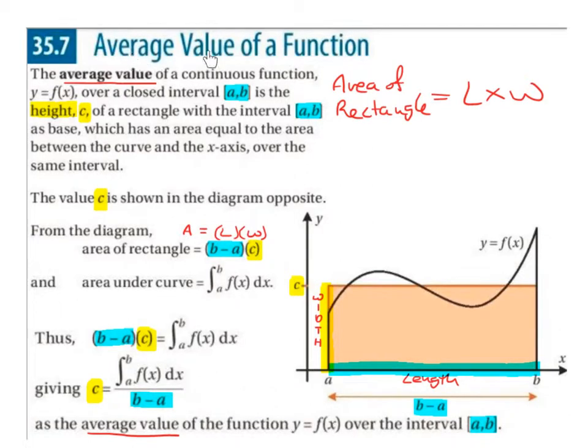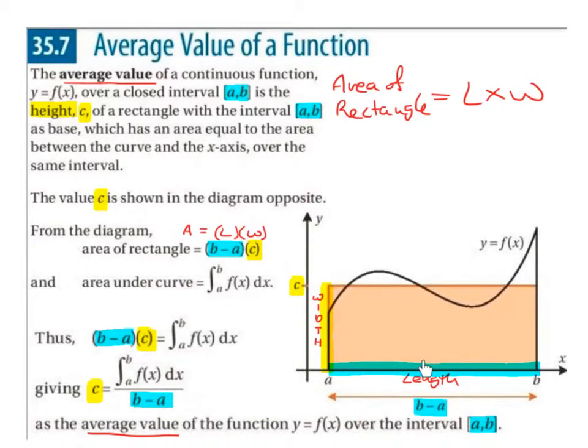Average value of a function. The average value of a continuous function y equals f of x over closed interval a comma b is the height c of a rectangle with the interval a comma b as its base.